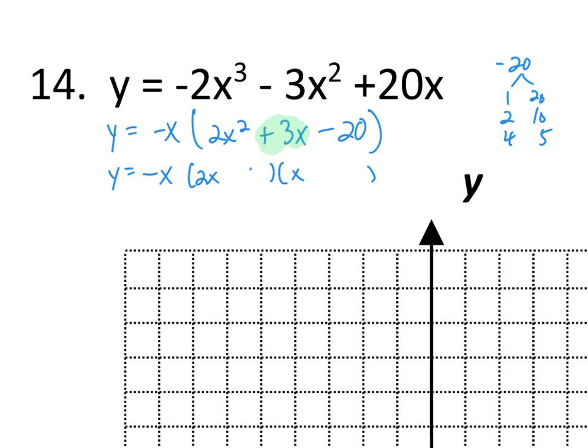So let's try this. Let's try 4 and 5. That's going to be 10x and 4x. No, if I subtract those, I get negative 6. So that didn't work. Let's try switching those around. Hopefully that works.